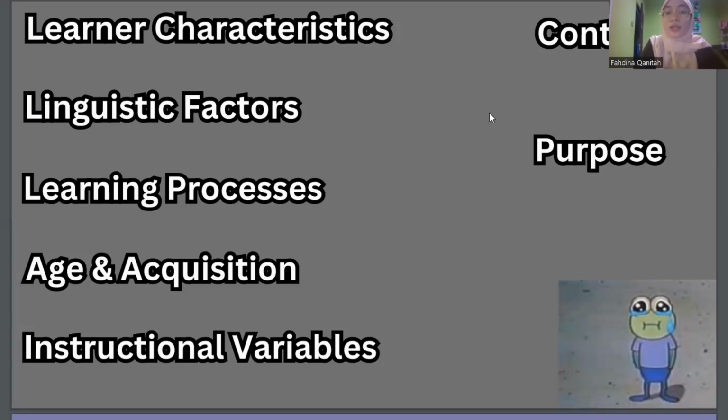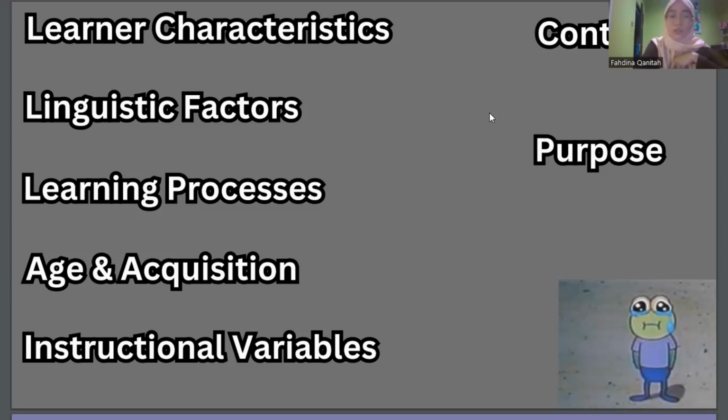Let's start with the learner characteristics. Okay, this is like an intermezzo. We need to be aware of those 8 factors to make sure that we are ready to be a second language teacher. We need to know about those 8 factors. Let's get started with the first one, learner characteristics.